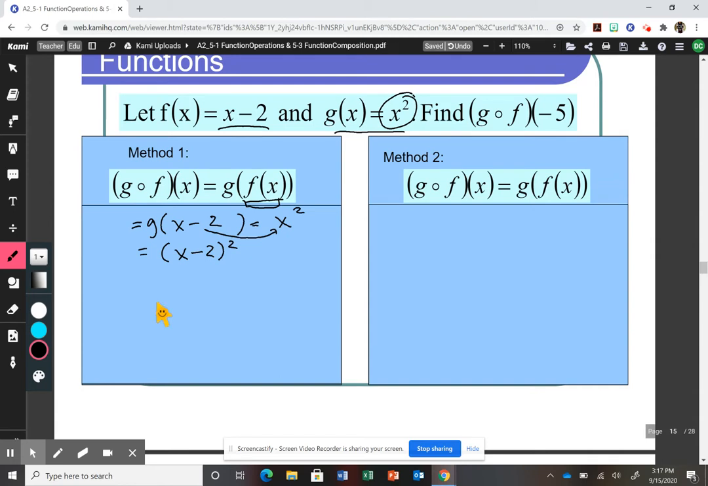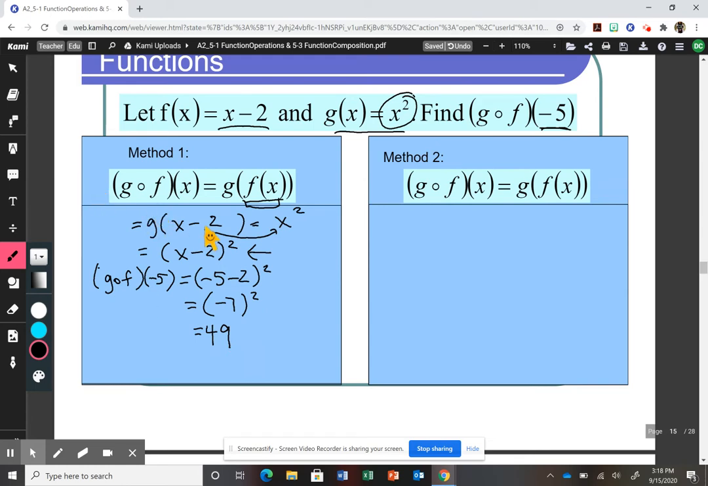Okay? So that's as simplified as it gets. So now I'm going to be able to plug in this -5. So I'm going to do g of f, actually I'm going to write it like this. g composed with f of -5, because we already did the composition. This is the composition. So now I'm just going to plug in -5. So we have -5 minus 2, and then we're going to square. So this is -7 squared, which is 49.